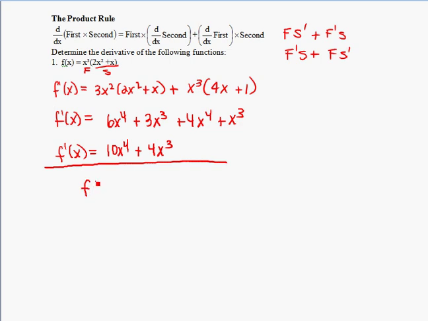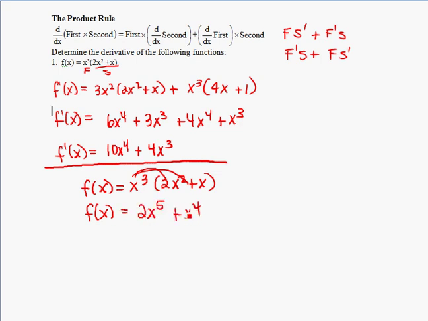Note, if I rewrote f of x, so I'm just going to rewrite f of x again, and if I distribute this, this is a side note here, we've already done the derivative of our function f. It's 2x to the fifth plus x to the fourth. And if I take the derivative, just using the power rule, I get 10x to the fourth plus 4x cubed. And look at that, same answer.